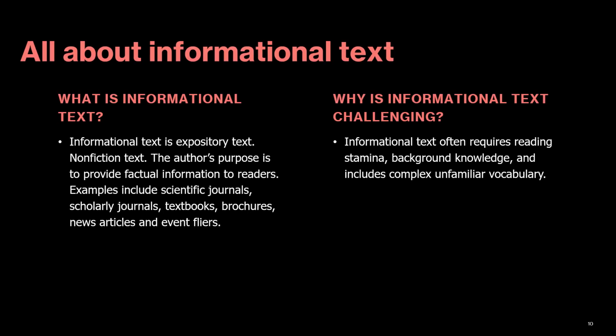What is informational text and why is it difficult for scholars? Informational text is expository text, nonfiction text. The author's purpose is to provide factual information to readers. Examples include scientific journals, scholarly journals, textbooks, brochures, news articles, and event flyers.